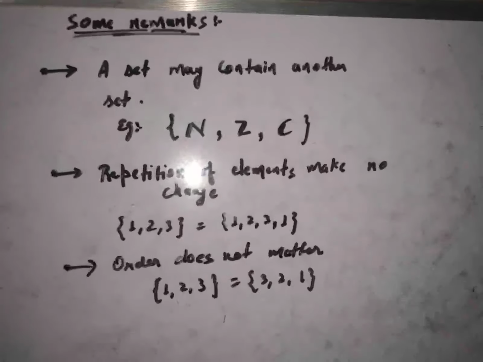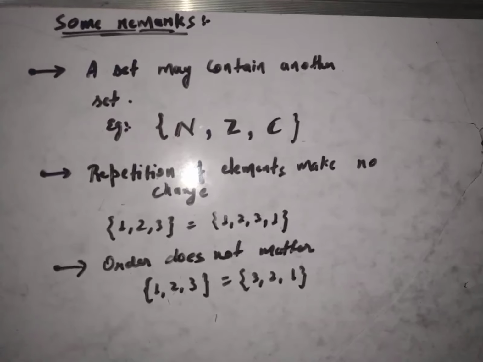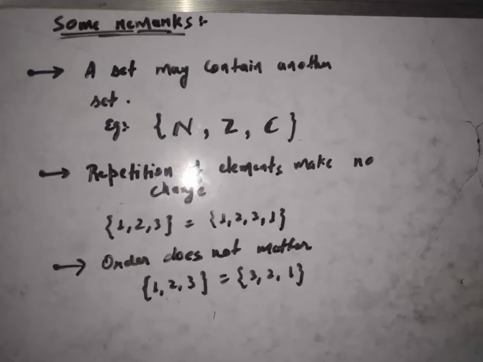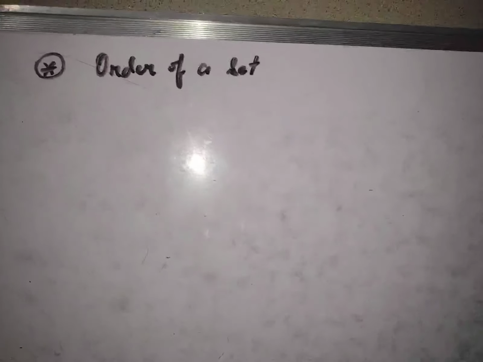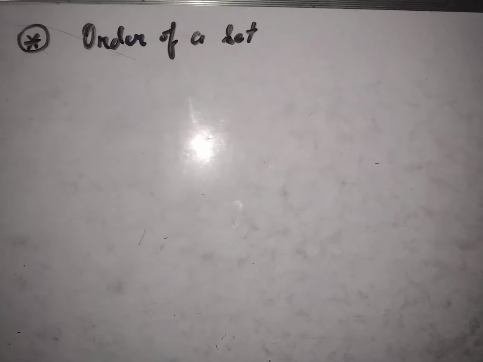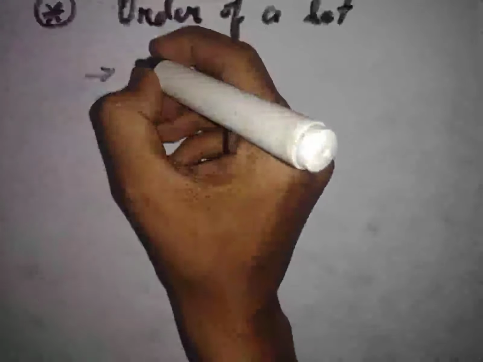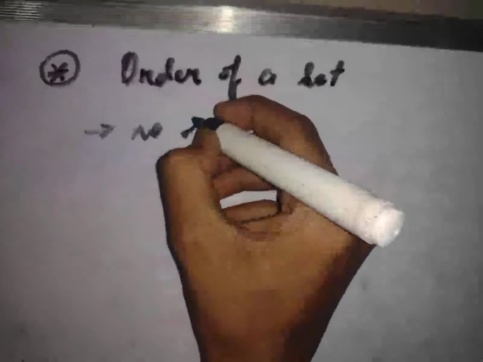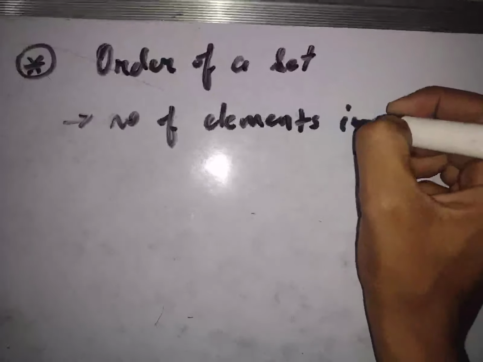Now we'll learn about some of the more fundamental things that are related to sets, that are often called properties of a set. Among the properties, the first thing we have to learn is the order of a set. Now what is the order of a set? If there is a set S, then what will be its order? Order is defined as the number of elements in the set.